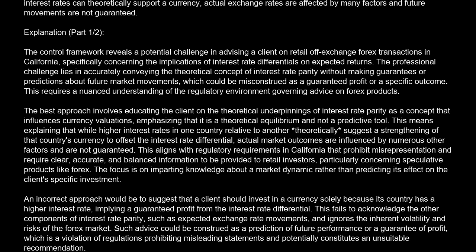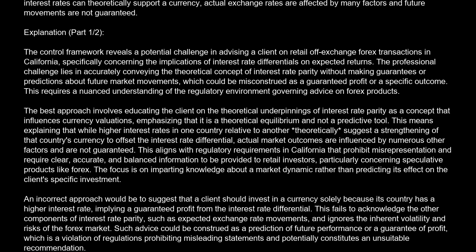Explanation. The control framework reveals a potential challenge in advising a client on retail off-exchange Forex transactions in California, specifically concerning the implications of interest rate differentials on expected returns. The professional challenge lies in accurately conveying the theoretical concept of interest rate parity without making guarantees or predictions about future market movements, which could be misconstrued as a guaranteed profit or a specific outcome.